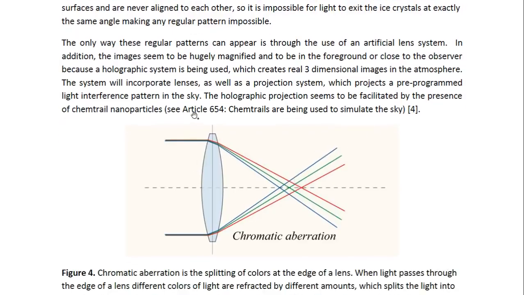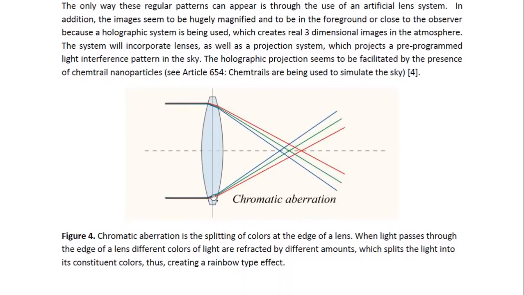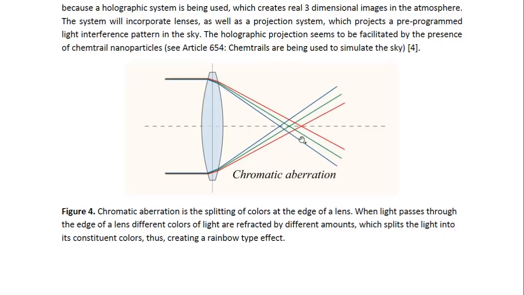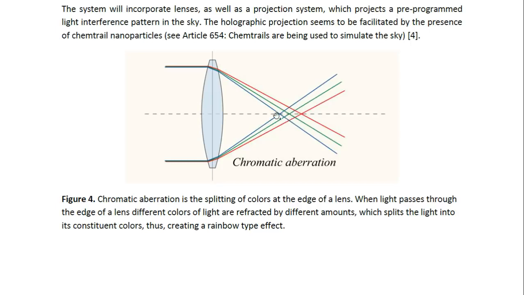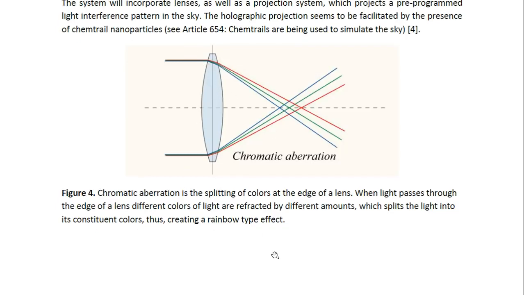And you can see a lens which is producing chromatic aberration because the different frequencies or wavelengths of light are refracted by slightly different amounts, which means that they are split up and seem to be coming from a different position on an image, and that creates a rainbow effect.